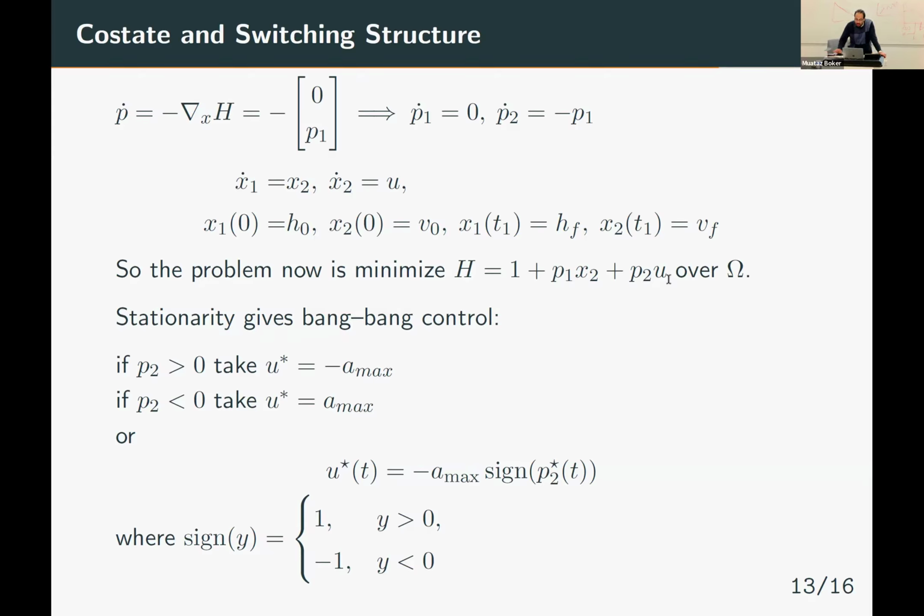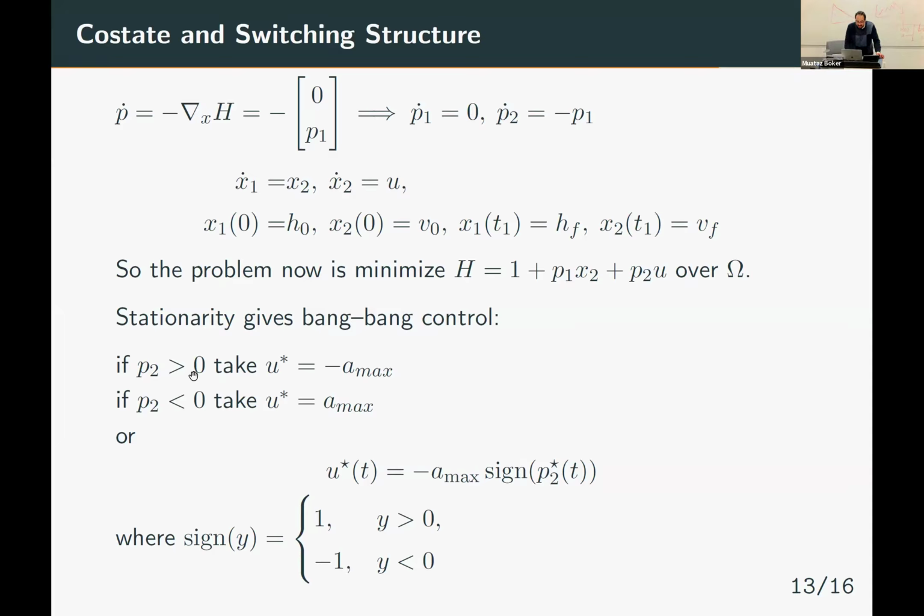Okay, so with that in mind, you look at the Hamiltonian, you see that it depends linearly on u. So that would lead to what's known as bang-bang control. Why? Because u appears linearly here, H takes minimum values at the extreme points of u, because it appears linearly.